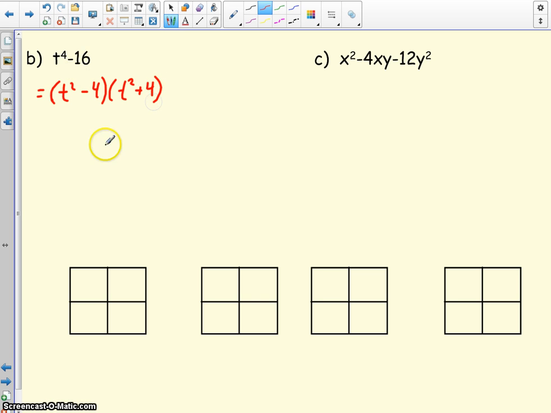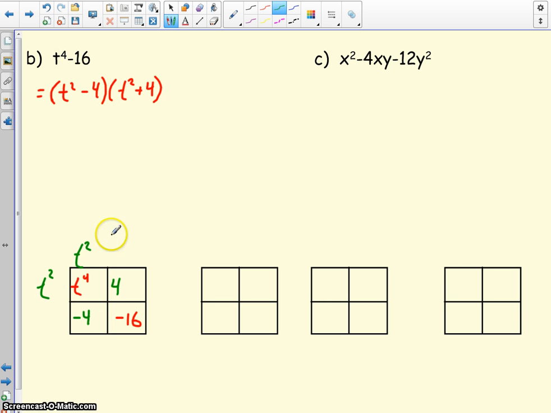Okay, if I did not see that pattern, I still could have gotten it by throwing it into an array. I have t to the exponent 4 here, minus 16 here. So if I was going to try something that multiplied to t to the 4th, I'd have t squared and t squared. So we're looking for 2 numbers that multiply to negative 16, add to 0, it's going to be 4 and negative 4.